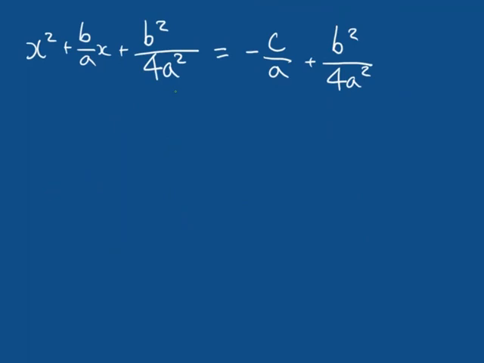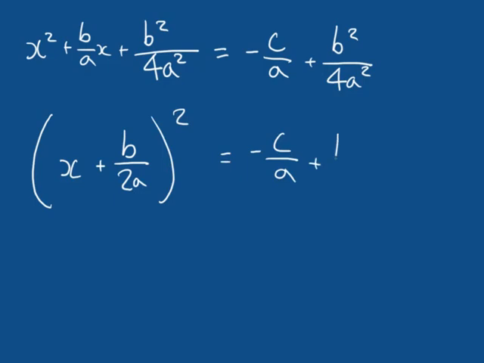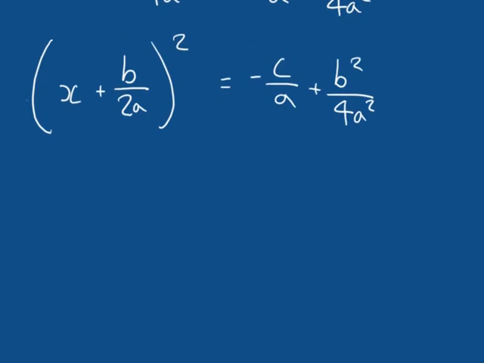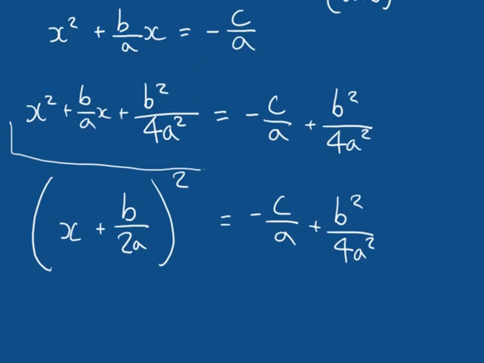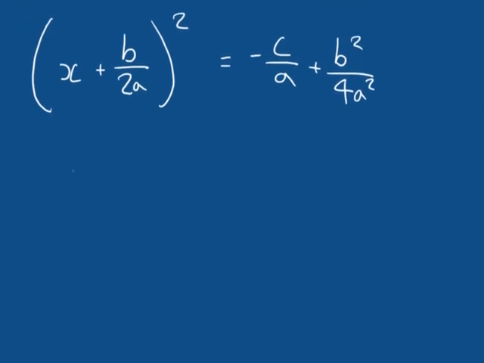So I'm going to factorize this down, and it becomes, open parentheses, x plus b over 2a all squared is equal to minus c over a plus b squared over 4a squared. So let me now expand this back out and prove to you that that does indeed equal this part of the equation. So I'm going to expand that out. So we have x plus b over 2a all squared.